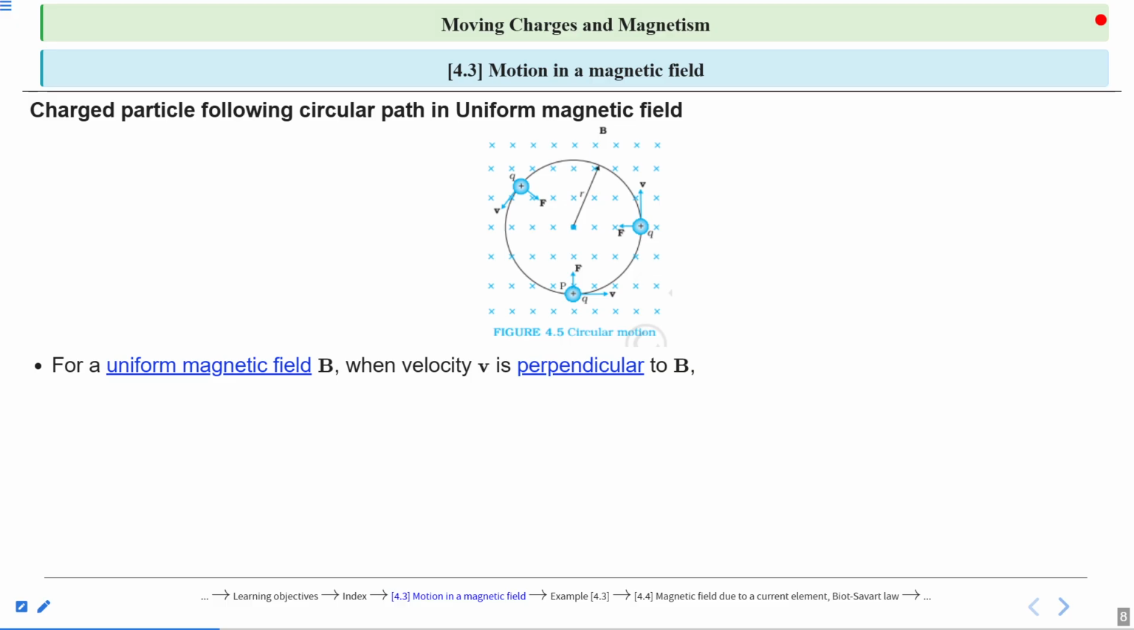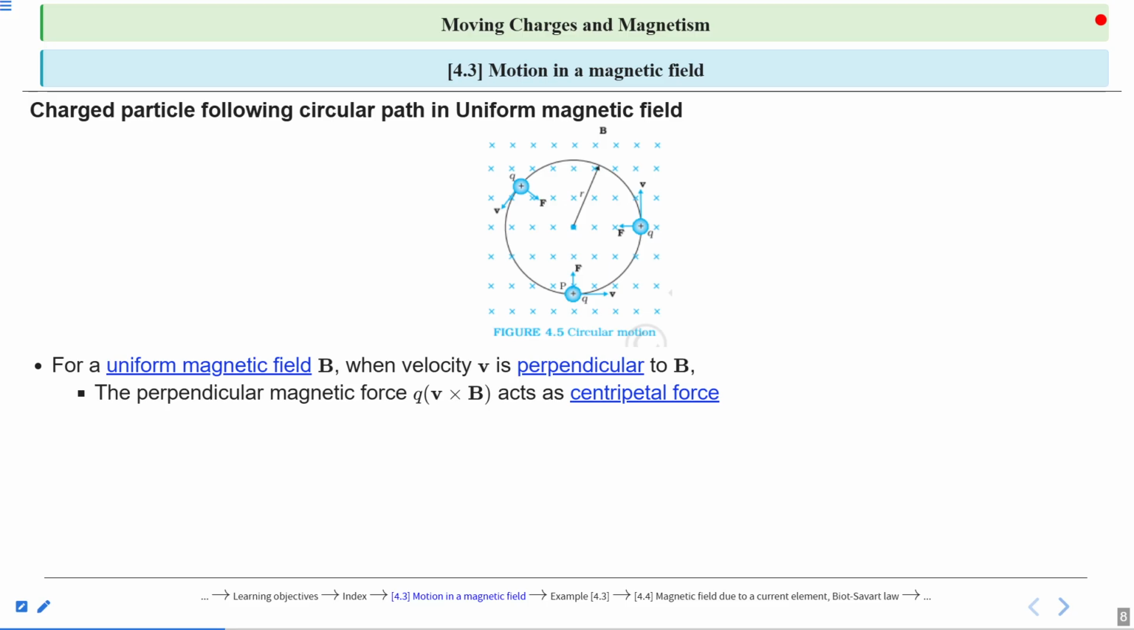So for the movement of the particle, the angle between velocity and magnetic field will always remain 90 degrees. For a uniform magnetic field B, when velocity V is perpendicular to B, the perpendicular magnetic force qV cross B acts as the centripetal force.